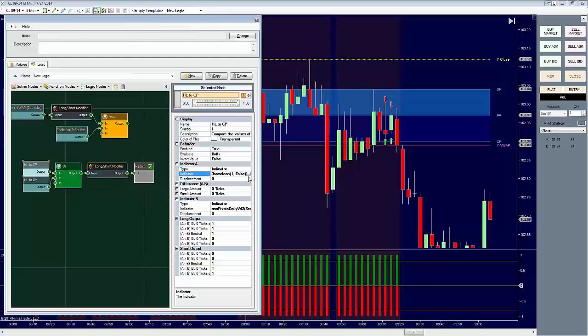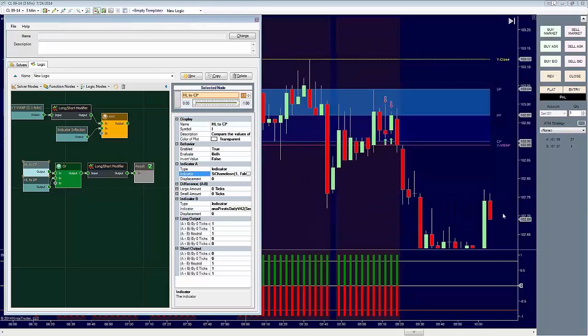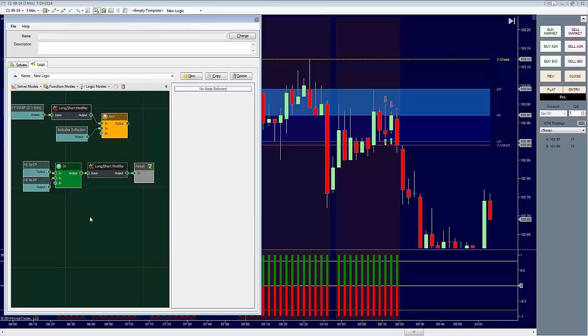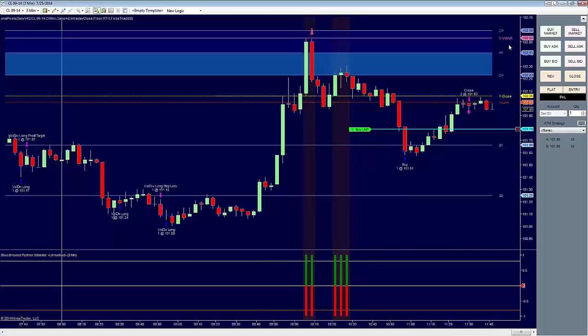Remember, high for long, low for short. So if the high is above it, we get a long. If the low is below it, we get a short. If the bar is straddling the line, we get both long and short. All right. Now then, let's move on.